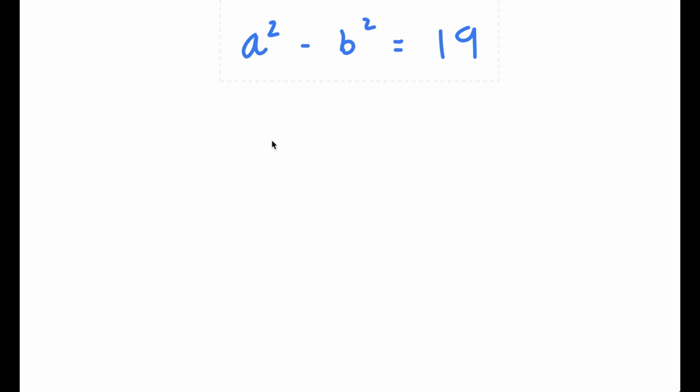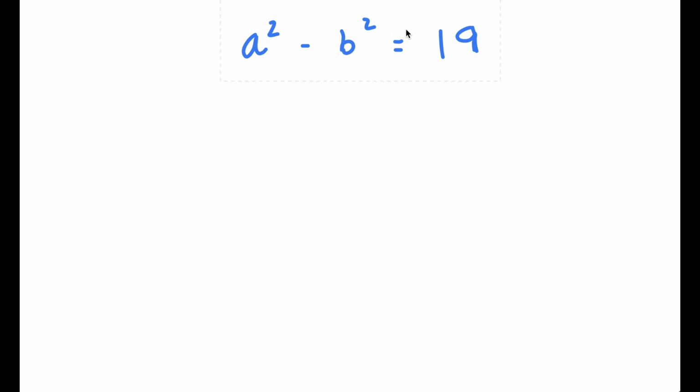All right, so in this problem, I have a squared minus b squared is equal to 19. So I want to note that a and b are both positive integers. And we want to find the value of a and b. So, to start, we first start with a squared minus b squared is equal to 19. Now, we can use logic to deduce some information.